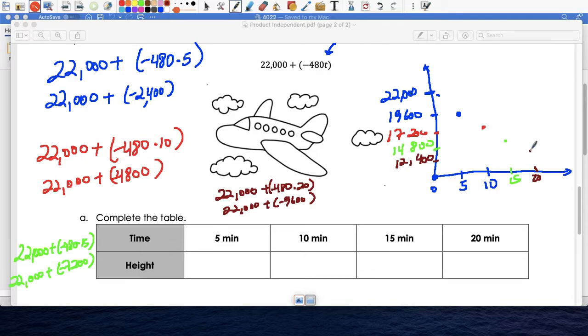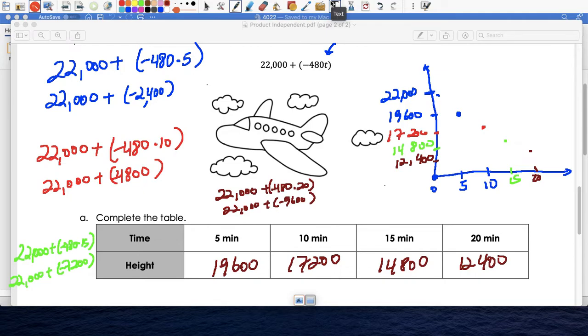Okay, as you can tell, as time progresses, the more time, the lower and lower it gets. So those are the values that you should have written. At 5 minutes it's 19,600. That's where the airplane is. At 10 minutes it's 17,200, and then 14,800, and then 12,400.